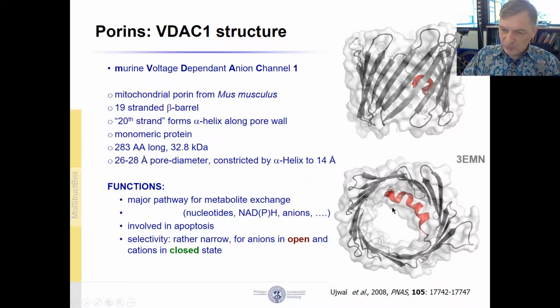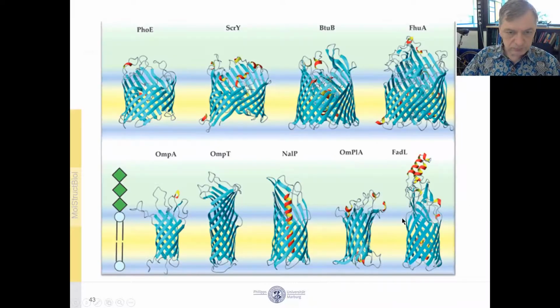As we have seen before in OMP-F, here it's also partly plugged by an alpha helix, and that is actually the alpha helix that plays a part in the voltage-dependent closing and opening of this channel. So the structures of outer membrane proteins in this class, in this overview, look almost very similar.